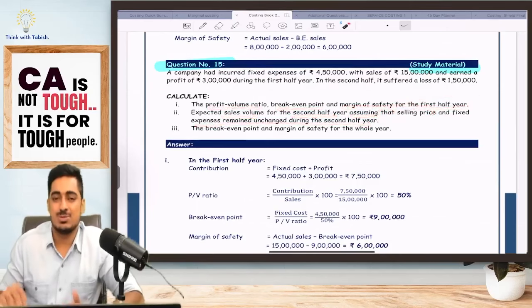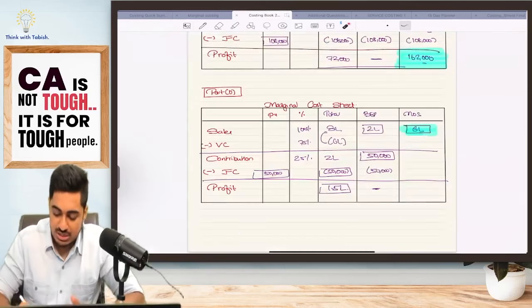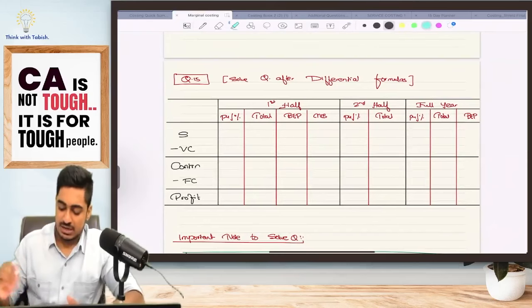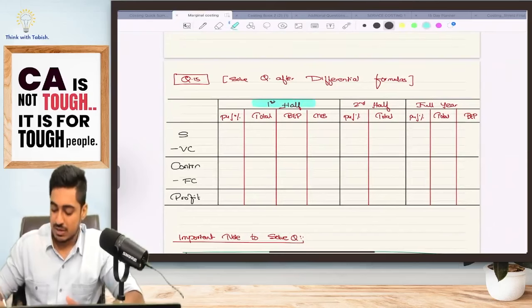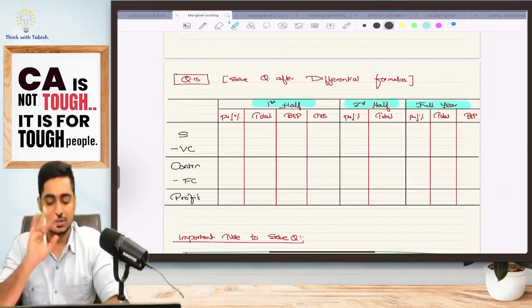Okay, nothing is given means we'll automatically assume it is unchanged. And break even point and margin of safety for the whole year. Okay, boss, let us do it. Pay attention. Beautiful question this is. Look at this. I have bifurcated into 3. For first half I will do, for second half also I will do, for full year also. First, for first half, data is given.